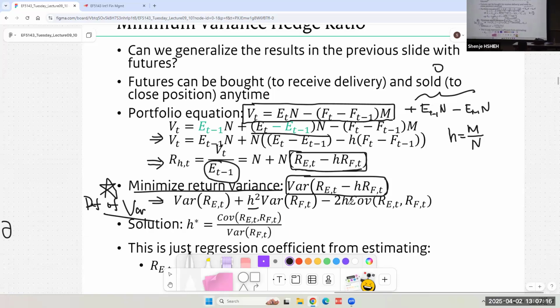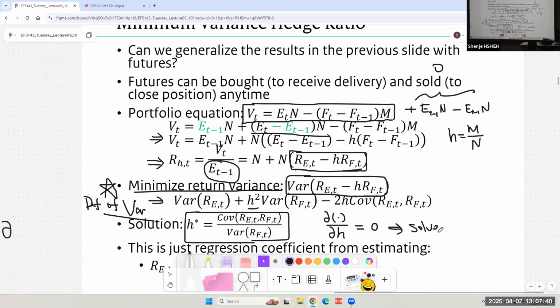So solving for this is easy if you know just very basic calculus. All you have to do is take this expression, take the derivative of it with respect to h. This is called first order conditions, and set it equal to 0, and then solve for h. Why will this be a maximum or minimum is what you're asking?